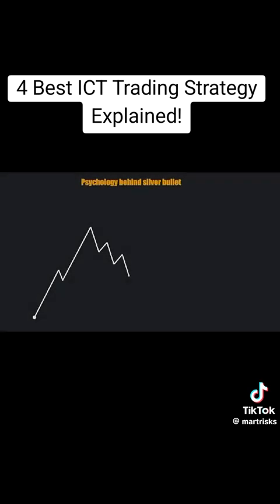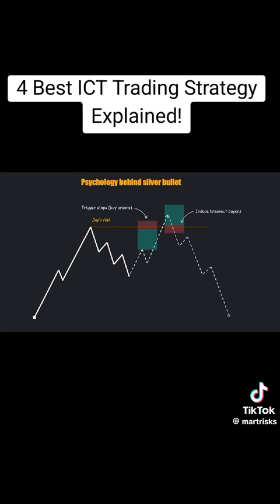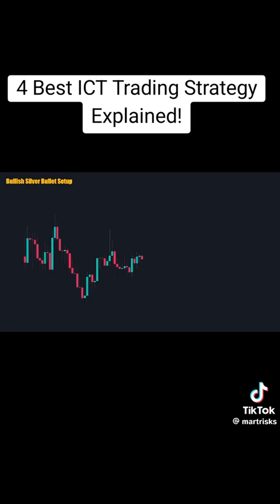The psychology behind this strategy is based on how smart money operates. When institutional players want to sell, they first need to attract buyers. To do this, they push the price above the day's high, triggering stop losses and inducing breakout traders to go long. Once enough liquidity has been collected, smart money shifts direction, driving the price downward to target the sell-side liquidity below the day's low. The same concept applies in a bullish scenario.